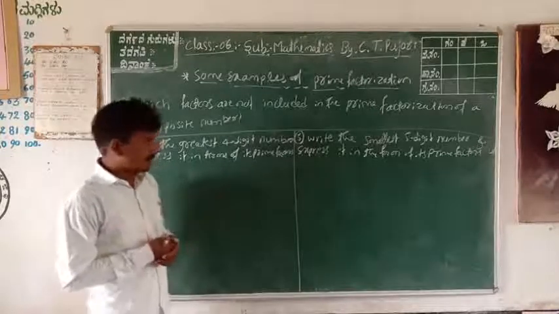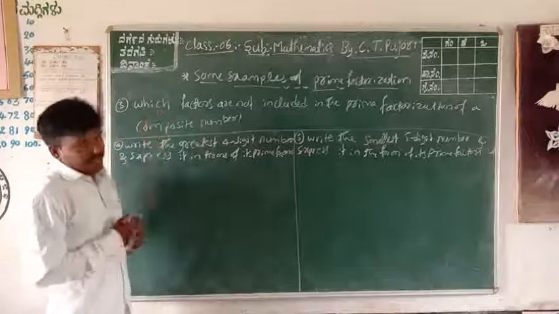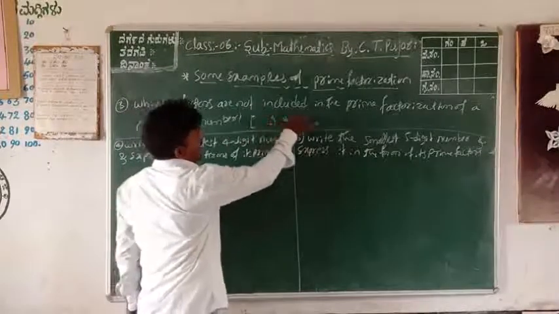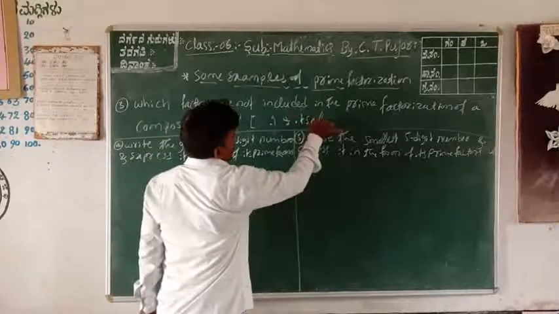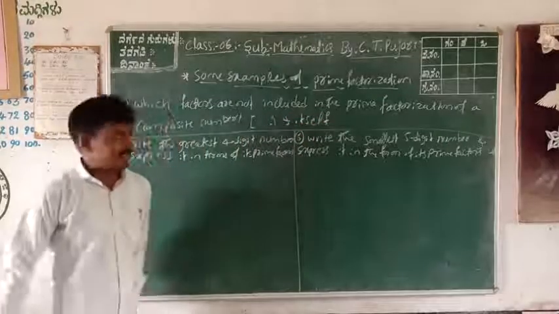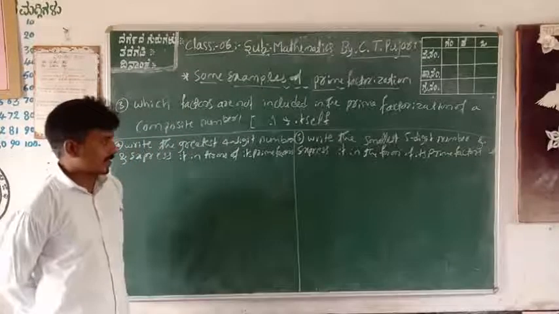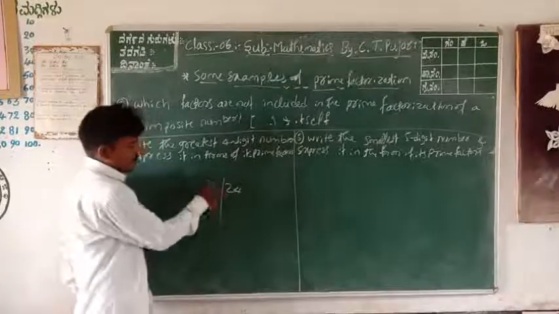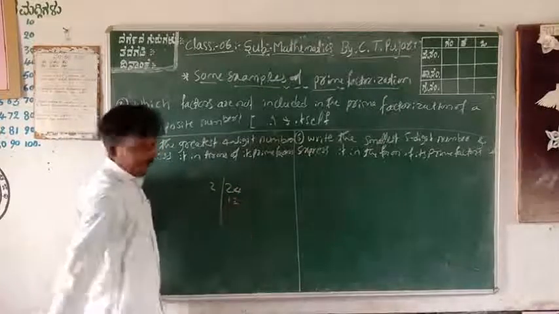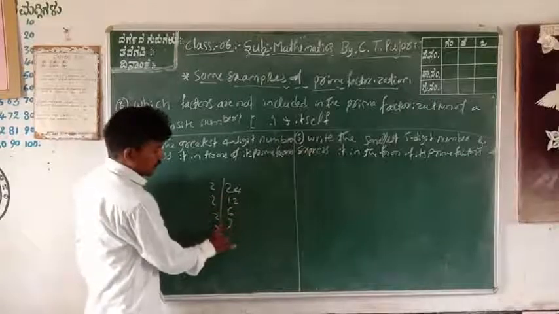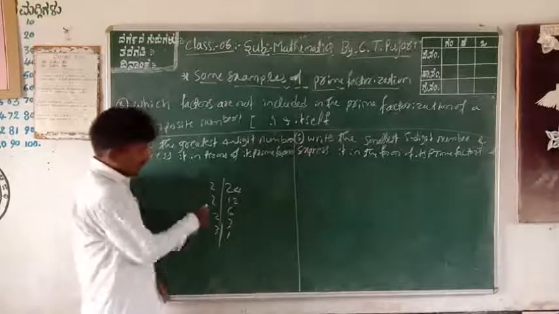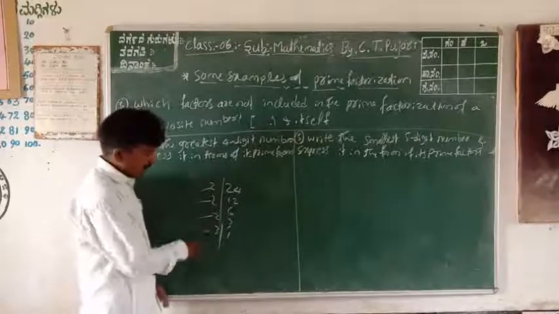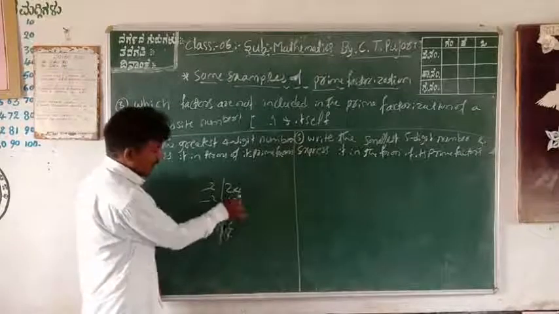For example, which factors? For example, consider 1 and itself; these factors are not considered in prime factorization. For example, 24. 2 twelves are 24, 2 sixes are 12, 2 threes are 6, 3 ones are 3. Therefore, 2 is a factor, 2 is a factor, 2 is a factor, 3 is a factor. Not considering 1 and itself.